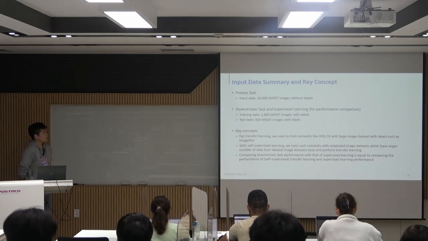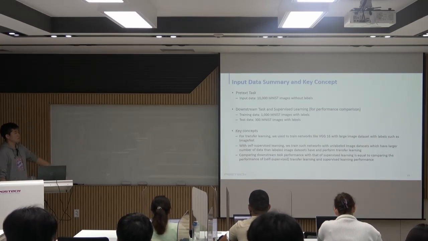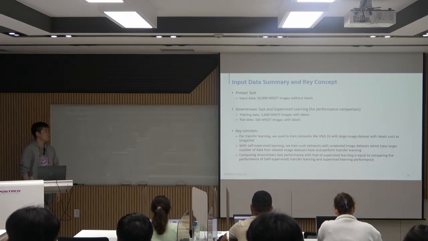So the pretext task uses about 10,000 MNIST images, because the key point of self-supervised learning is to use a large number of unlabeled data in the pretext task. So I just gave 10,000 images, which is 10 times larger than the images that the downstream task gets. So you might wonder, hey, the MNIST dataset already has labels, and I know that, but just assume that we do not have labels for those 10,000 MNIST images for the pretext task.